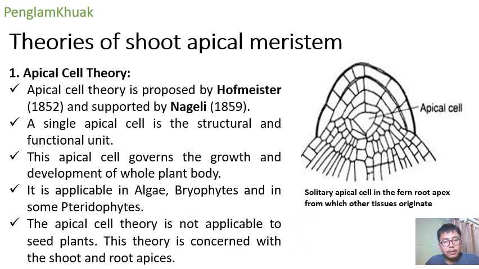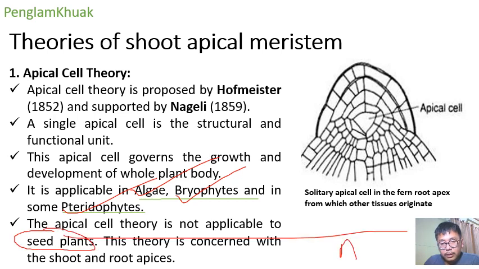One drawback is that it is only applicable in case of algae, bryophytes, and some pteridophytes. But this apical cell theory is not applicable to seed plants, that means angiosperm and gymnospermic plants. This theory is concerned with shoot and root apical meristem, so it is applicable both in case of shoot apical meristem and root apical meristem. Keep in mind that it is applicable in lower plants like algae, bryophytes and pteridophytes, but not in higher plants like the seed plants, angiosperm and gymnosperm.